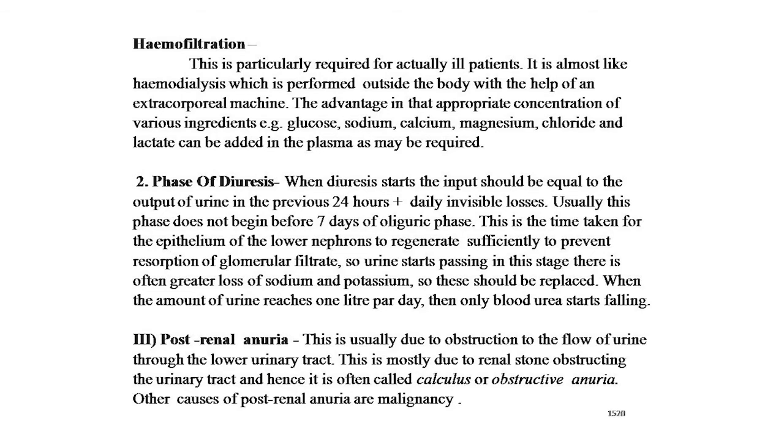This is the time taken for the epithelium of the lower nephrons to regenerate sufficiently to prevent reabsorption of glomerular filtrate. So urine starts passing in this stage, there is often greater loss of the sodium and potassium. So this should be replaced. When the amount of the urine reaches 1 liter per day, then only blood urea starts falling.